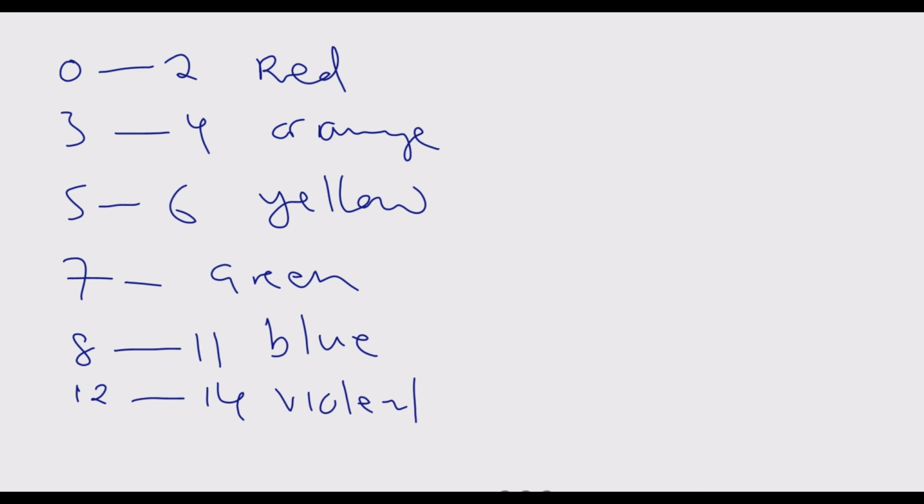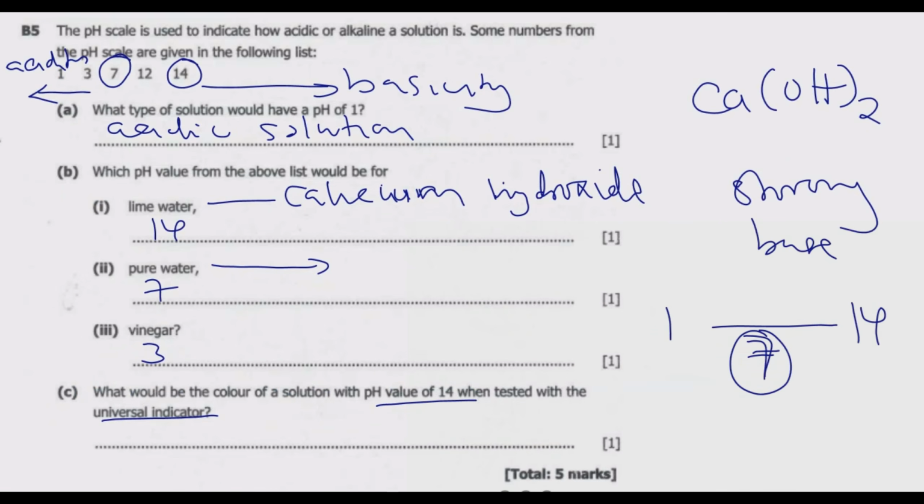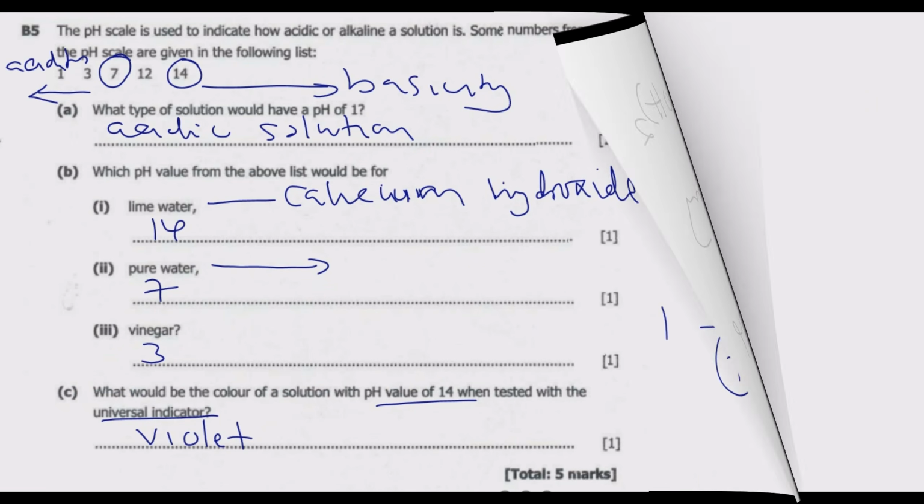So what you notice in this case is that 14 falls in the violet region. So the pH value of 14 would have the color violet. Make sure that you take note of those ranges and revise as much as possible.